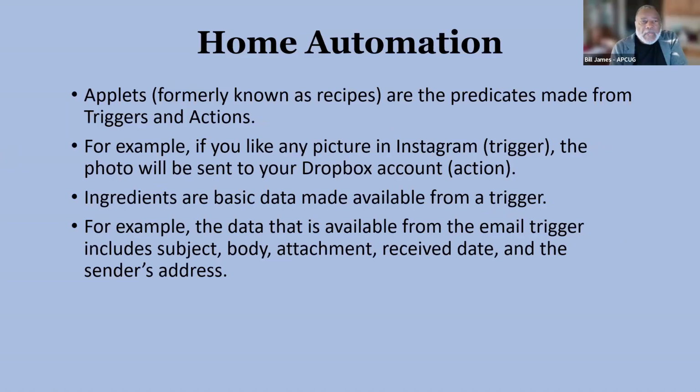So the applets, which used to be known as recipes, are predicates made from triggers and actions. For example, if you like any picture on Instagram, that would be the trigger. The photo would be sent to your Dropbox account, which is the action. So the ingredients are basic data made from a trigger. For example, the data that is available from the email trigger includes subject, body, attachments, receive date, and the sender's address.